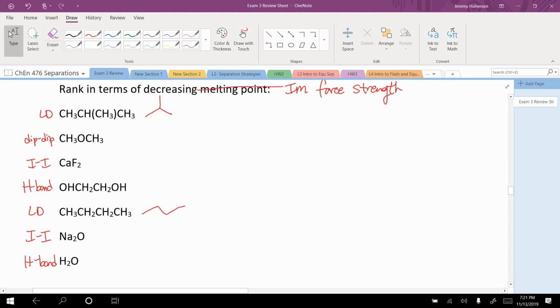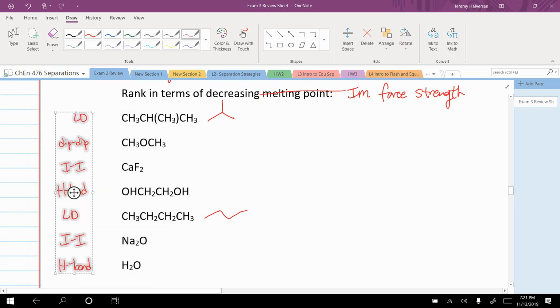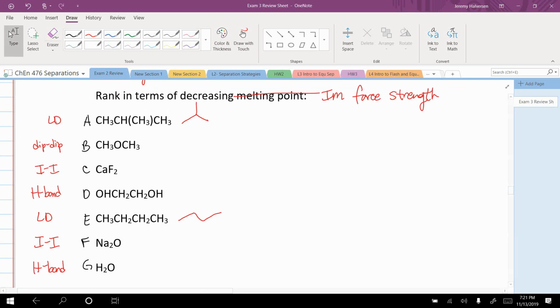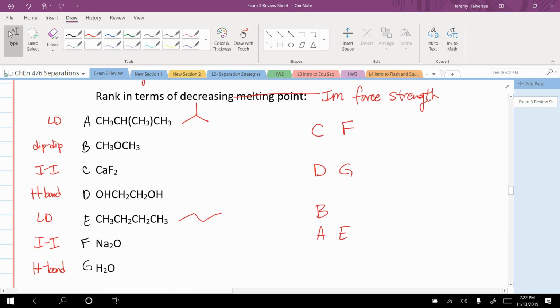All right, so what is strongest? So, yeah, I'm going to do this. Ready? I'm going to say A, B, C, D, E, F, G. Okay, so we want to rank these highest to lowest. So you said ion-ion strongest, so I've got C and F. Okay, and then what's next? Hydrogen bonding, so I've got D and G, and then dipole-dipole, so B, and lastly, I've got London dispersion, which is A and E. Okay, but are we done? No, because we've still got to rank within those individual, within ion-ion, within London dispersion. Okay, so you care about different things for different intermolecular forces.